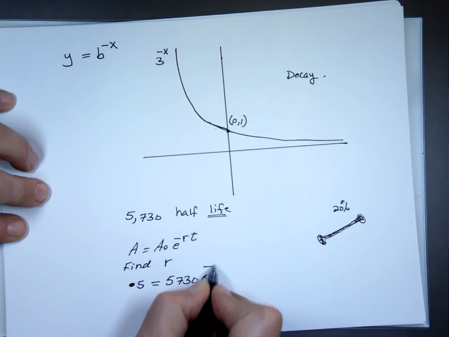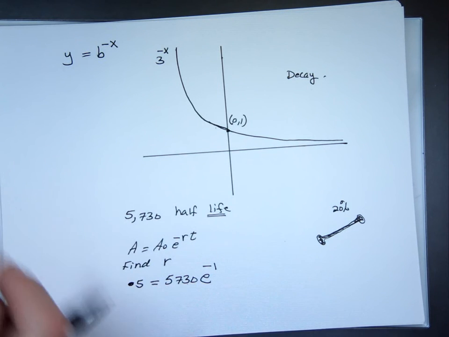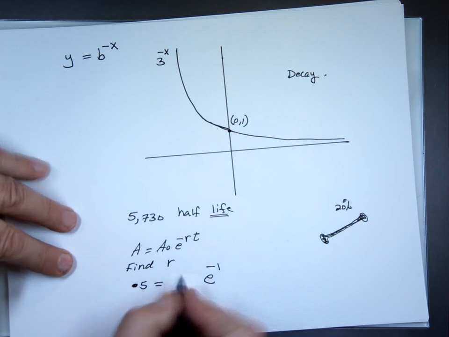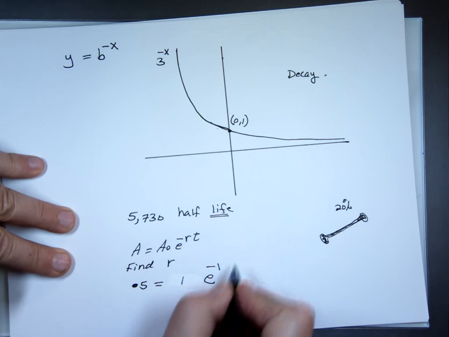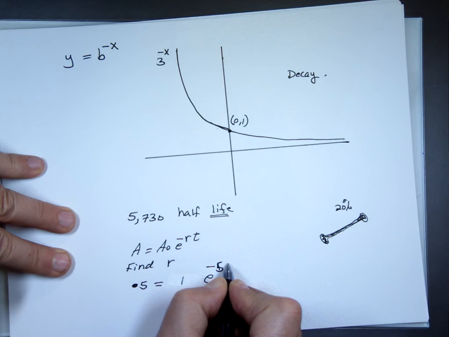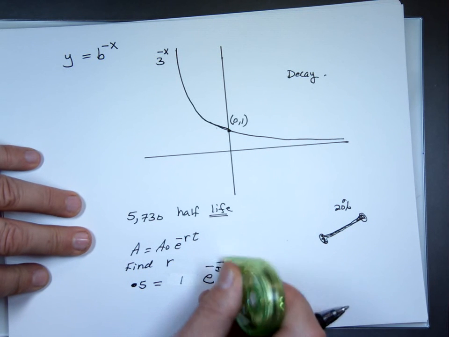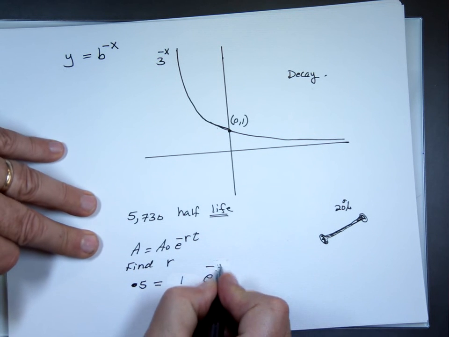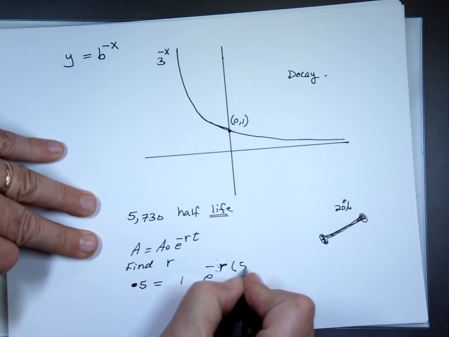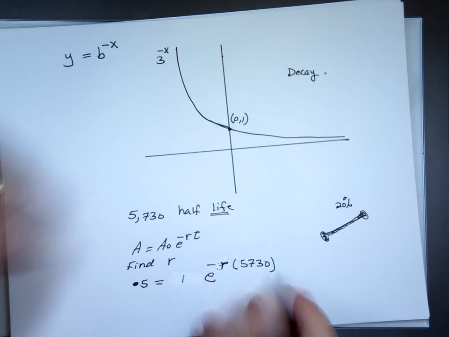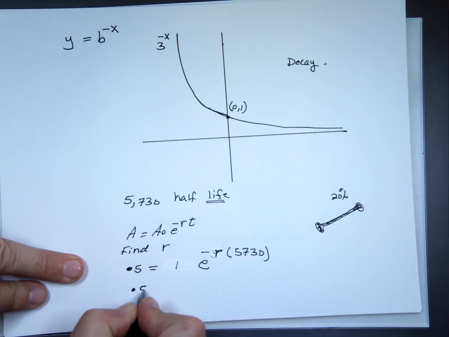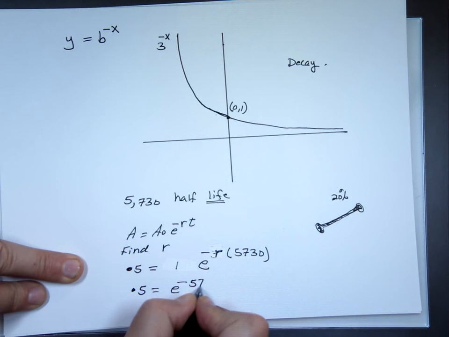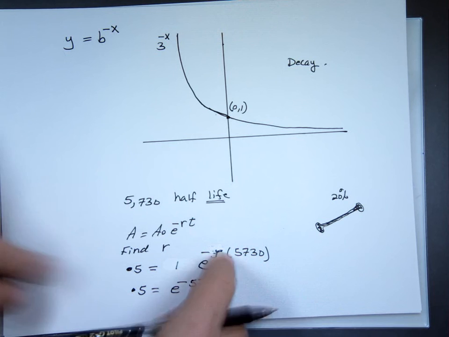Oh, I'm sorry, I put it in the wrong place. If I start with what? I said, how much are you going to start with? 1, right? You'll have half of it. Let me put them in the right order. It's correct, but I want to put them in the right order. We don't know what R is. We're looking for it. 5,730 years. And now I got to solve for R.